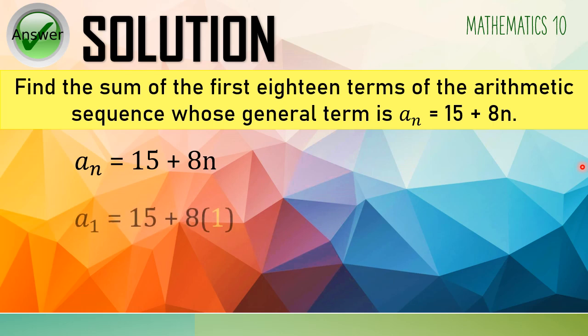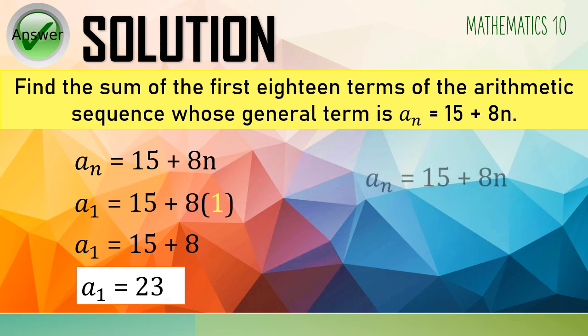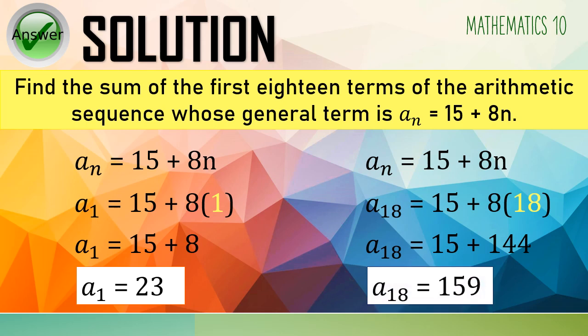So how? By evaluating only the algebraic expression, or let's say the equation given here, or the general term given here. So we have 15 plus 8n. Since I'm looking for the first term, I'm gonna substitute n equals 1. So here, performing the indicated operation, I would have the first term, which is 23. And also, I would like to find out the value of the 18th term, which will be needed in my formula later on for the arithmetic series. And so I would have 144 plus 15. The 18th term is equal to 159.